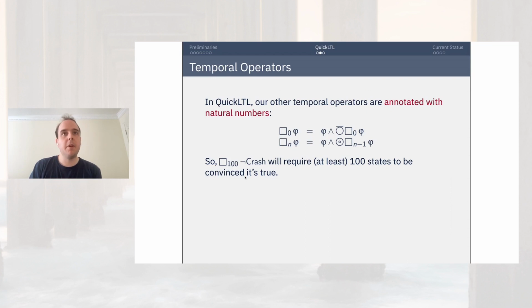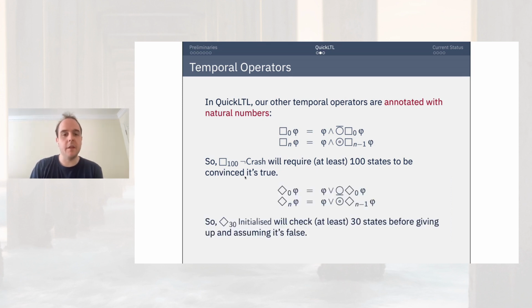So our temporal operators are therefore annotated with natural numbers, so for example, always 100 not crash will require at least 100 states to be convinced it's true. And this is defined inductively using the weak next at 0 and the demanding next at any other n. And similarly for eventually.